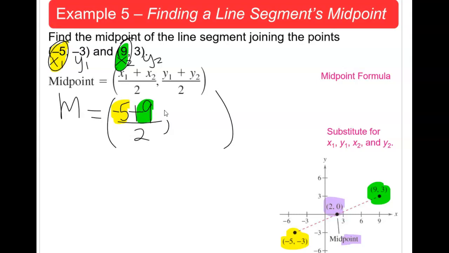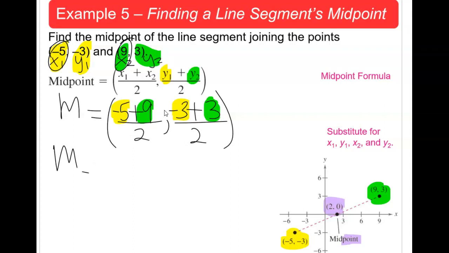and then comma. Now let's get the average of the y value. So y sub 1 is -3 and y sub 2 is +3. Then we divide by 2 because that's what the formula says. So y sub 1 goes here, and then y sub 2 goes here. And remember, we are adding because we're getting the average.